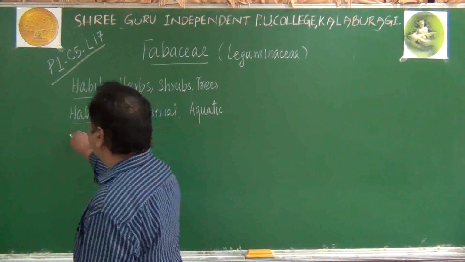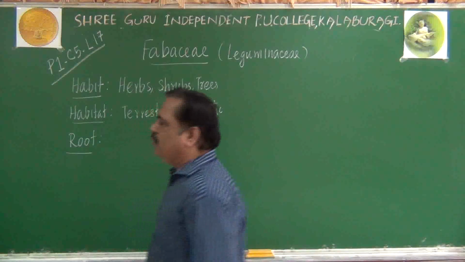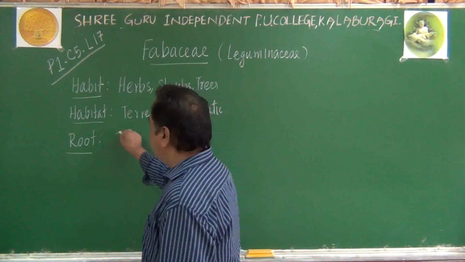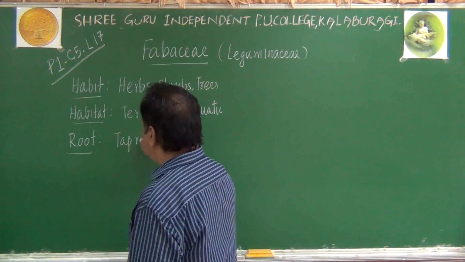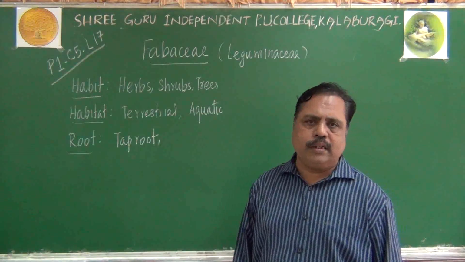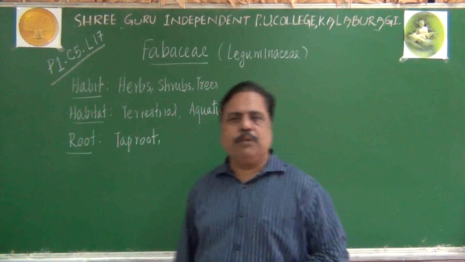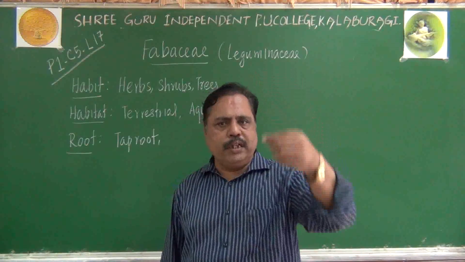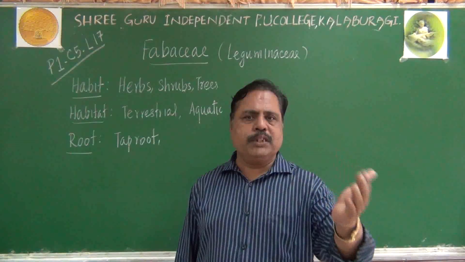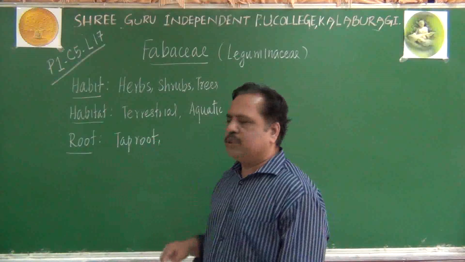When we come to the root system, remember next description will be about the root system. These plants have taproot system, remember, taproot. It is belonging to dicot. Dicots will have taproot system. We know about taproot system already. The main stem will be extending down as a primary root. Then there will be secondary, tertiary roots and all will be present.